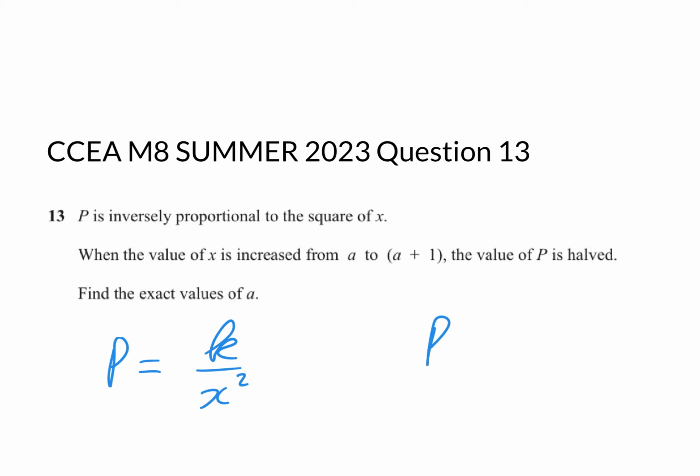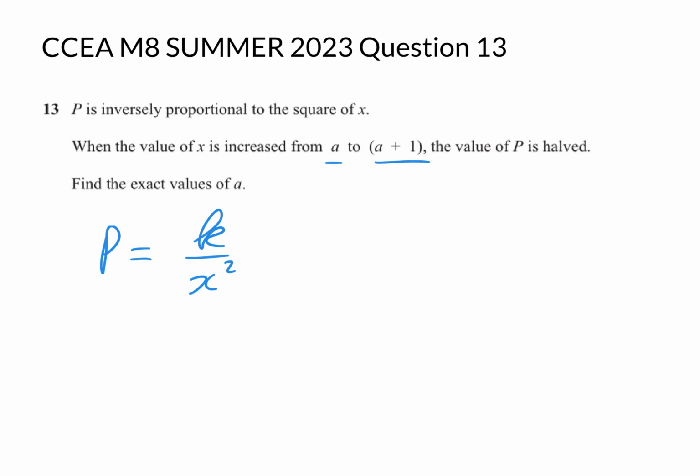If it said it is proportional to, it would have been P equals kx squared, but it wasn't. It was inversely proportional, so this is what we have: P equals k over x squared. It says when the value of x is increased from a to a plus 1, the value of P is halved. Find the exact value of a.